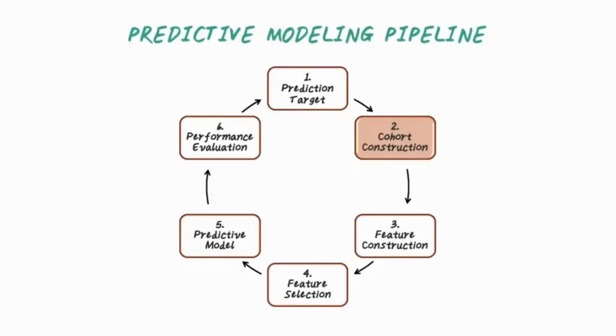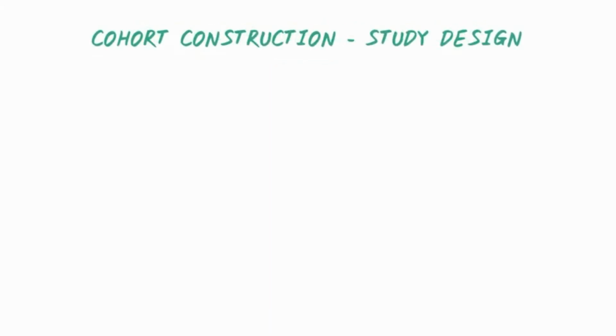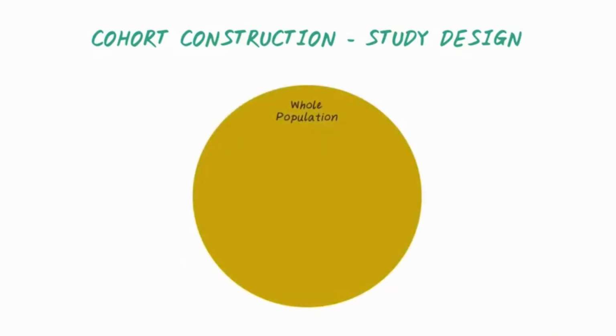So far, we've talked about how to define the prediction target. Next, we introduce the cohort construction step. Cohort construction is about defining the study population. For a given prediction target, there are only a subset of patients that are relevant among the whole patient population, and they are the study population.